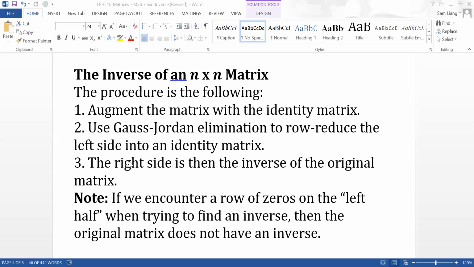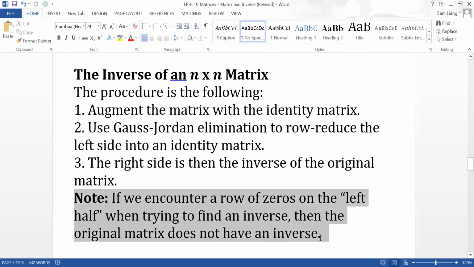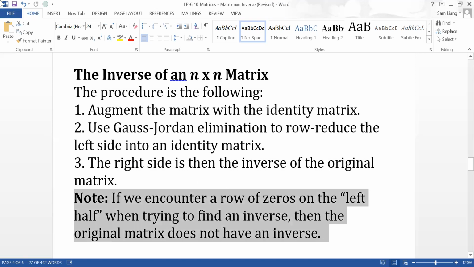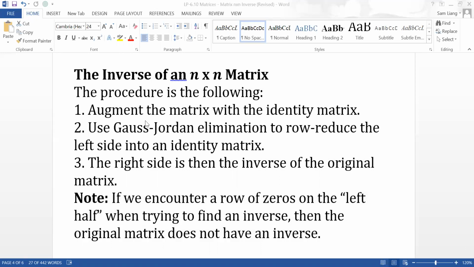All right, thank you for that. And then Suhani can read the note right here. Note, if we encounter a row of zeros on the left half when trying to find an inverse, then the original matrix does not have an inverse. All right, thank you for that.